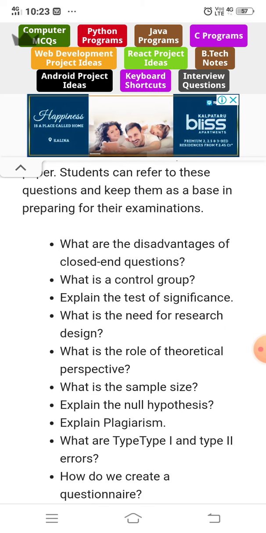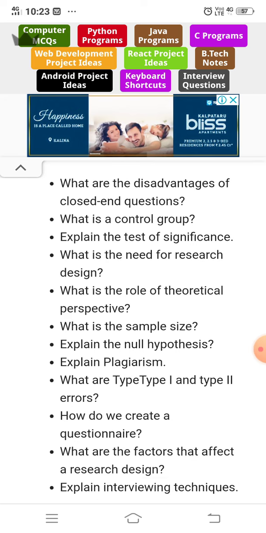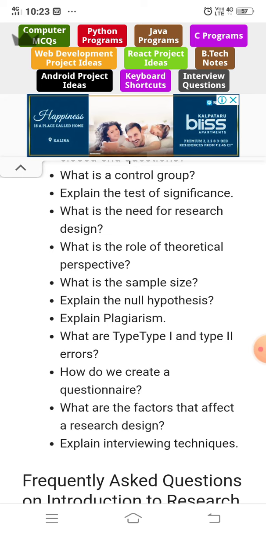The first question is: what are the disadvantages of closed-end questions? Second is: what is the control group? Third is: explain the test of significance. Fourth is: what is the need for research design? Next is: what is the role of theoretical perspectives? Next is: what is the sample size, and explain the null hypothesis.